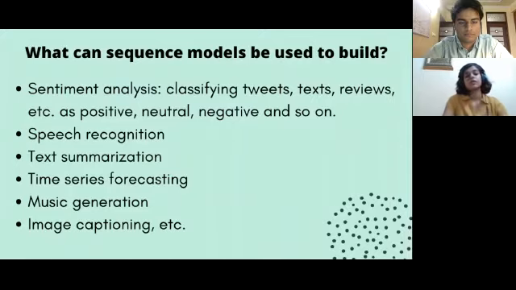Okay, so before we dive into RNNs, let's just see what sequence models can build. So first up is sentiment analysis. Here, what's happening is tweets, texts, or reviews are classified into different categories. For our example, we've taken 3. That is positive, neutral, negative, and there can even be some more classes. That is basically sentiment analysis, and sequence models are used for this task.